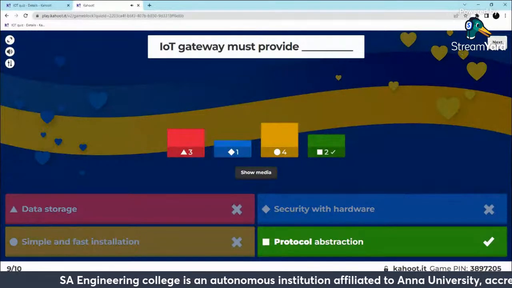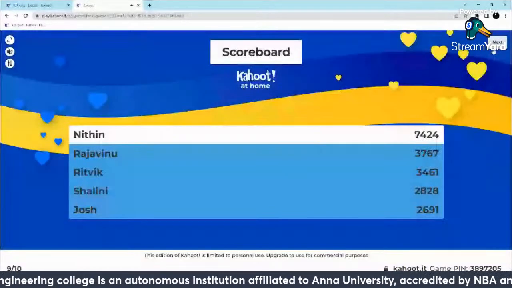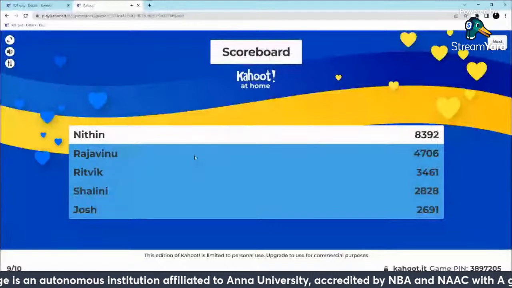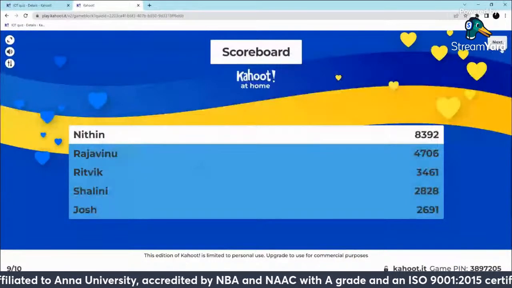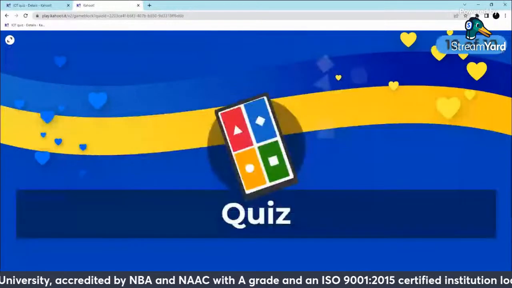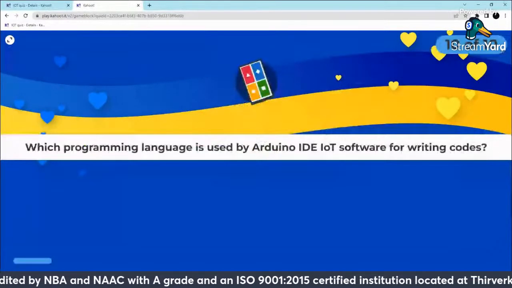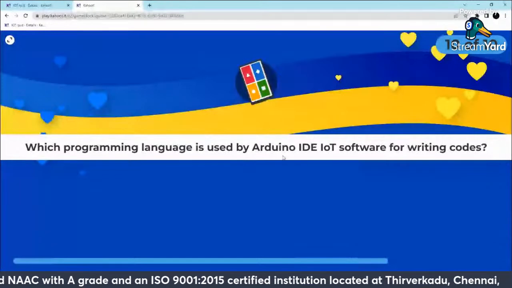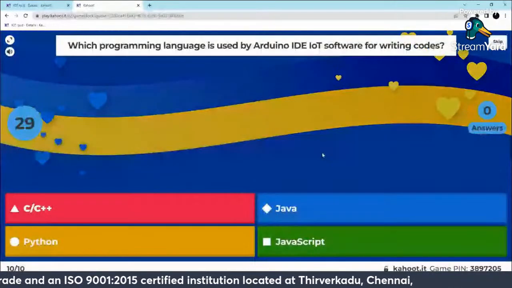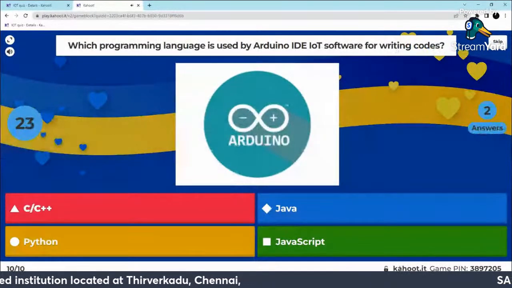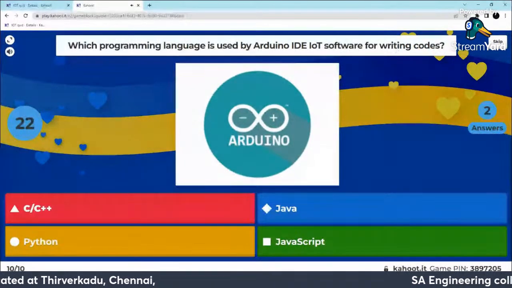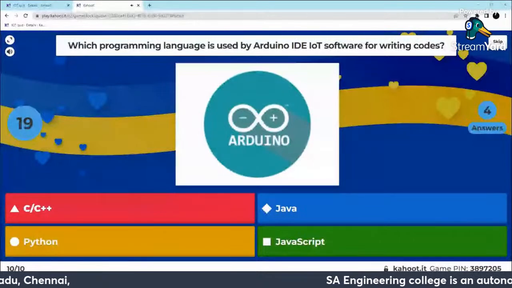Okay, no problem. And moving on to the last question. Wow. Again, the scoreboard has not changed at all. So let us see who stays on the top. Which programming language is used by Arduino IDE IoT software for writing codes? C, C++, Java, Python, JavaScript. One easy question. Anybody can answer it, I guess.